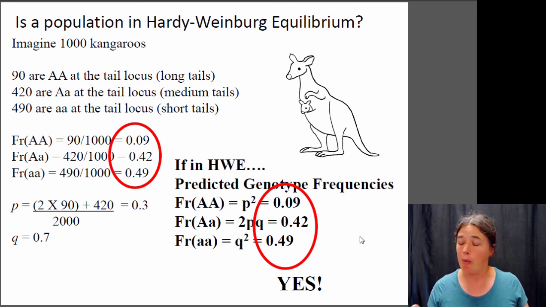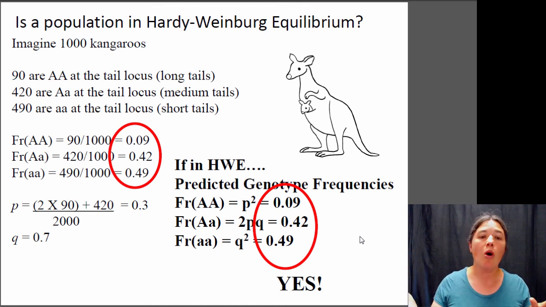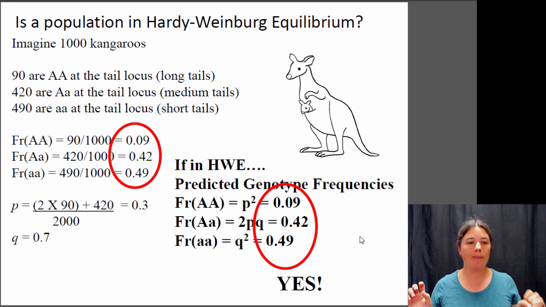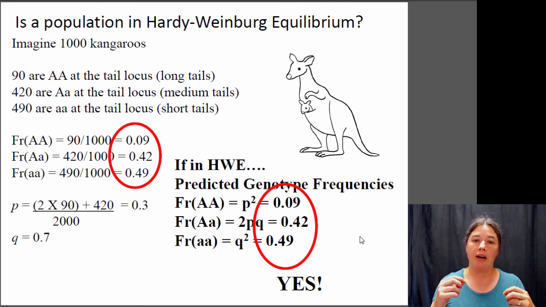The important thing is that your observed genotype frequencies are either the same or different from your predicted genotype frequencies. Okay? And so if you're different, then something interesting is going on, and we'll talk about that more on Friday.